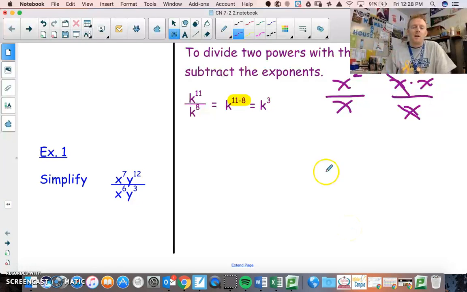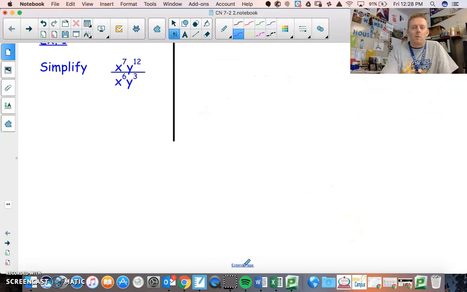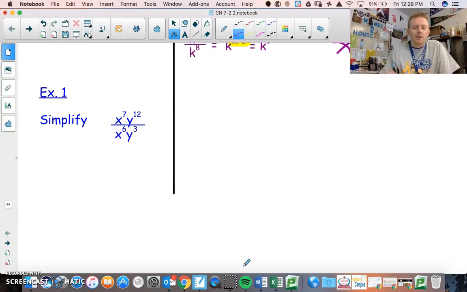Let's roll with this. I'll get some more page space here. There we go. Go extendo page.